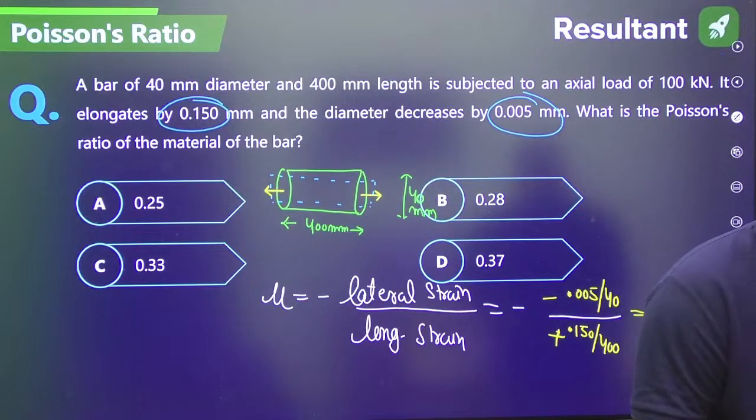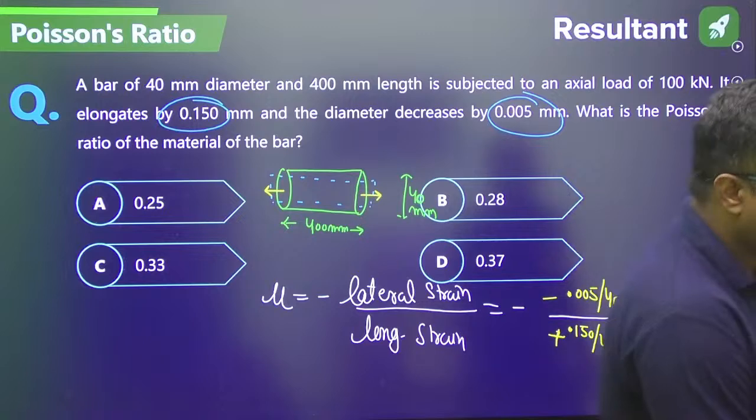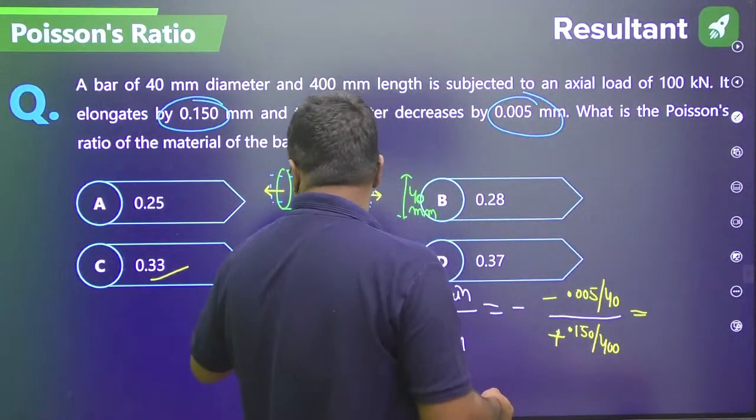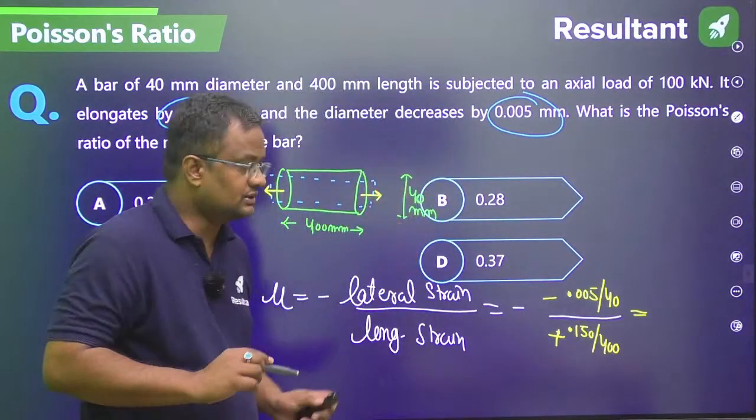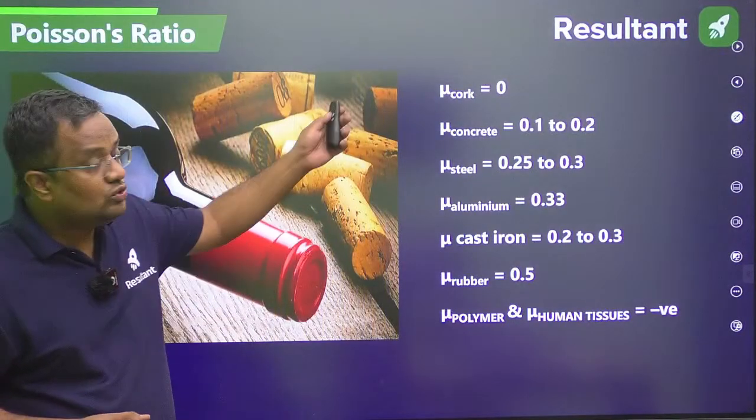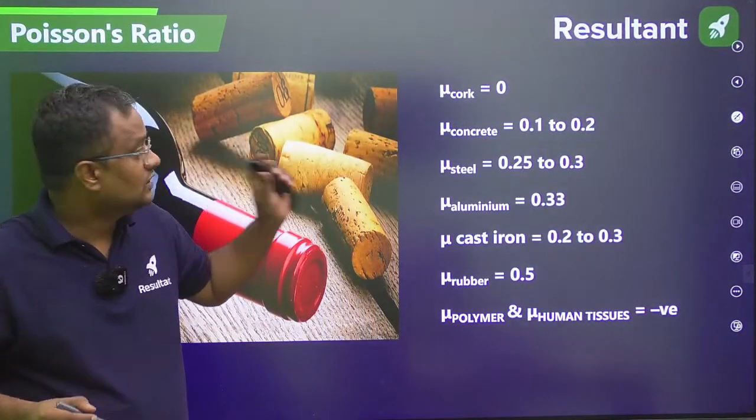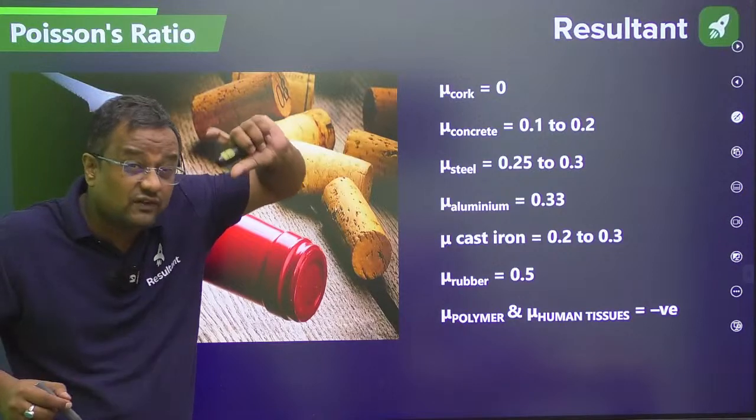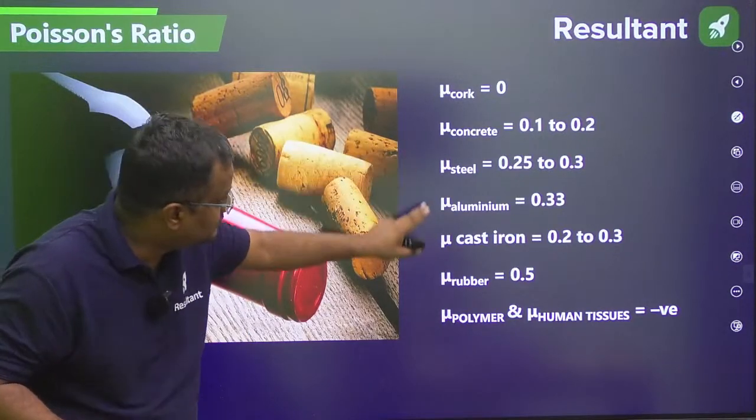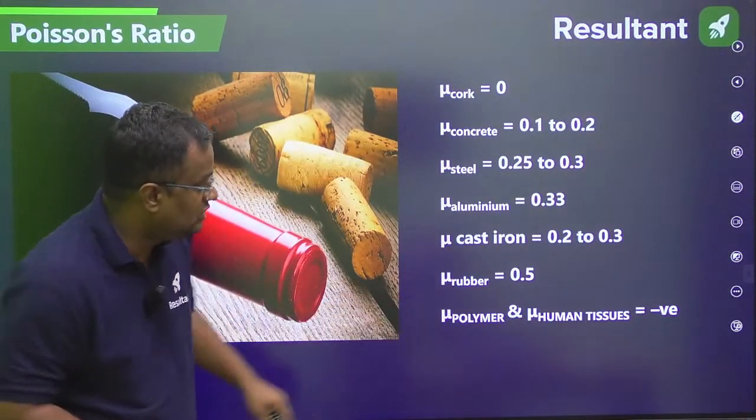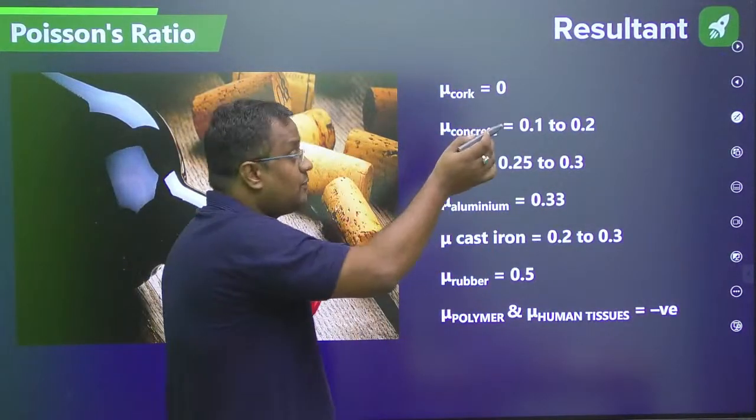Okay, 0.33. Everyone is getting the same value. Okay, I am assuming that you are saying correct. This is the value. I am not going into the calculations. Now guys, mu of different materials are this. Mu of cork is 0. What is the significance of 0? I'll let you know. Mu of other materials are like this. Mu of polymers and human tissue is like this. Now what is important for you?